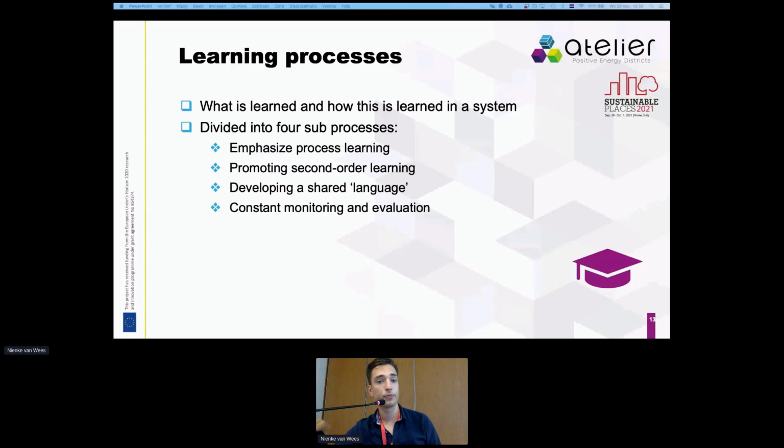Within such large projects, especially with so many stakeholders and so many different disciplines represented within the project, it's very important to have a shared language. So often, as Mark already struggled with as well, you have so many disciplines and they just don't really understand each other. It's very important to develop a shared language from which you can build and which you can share lessons.